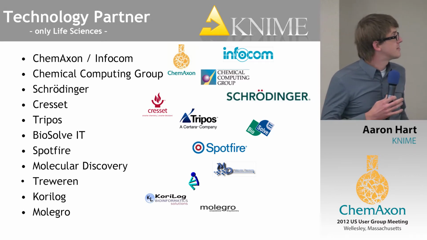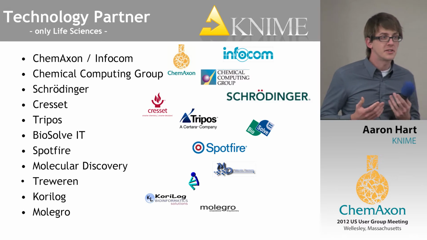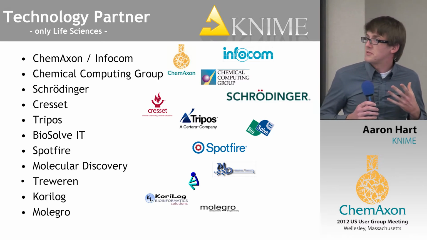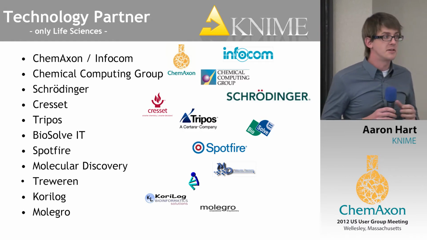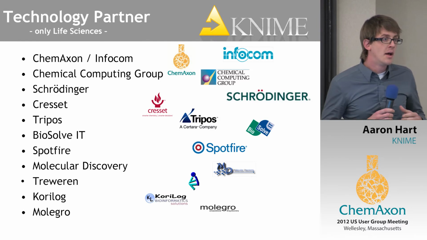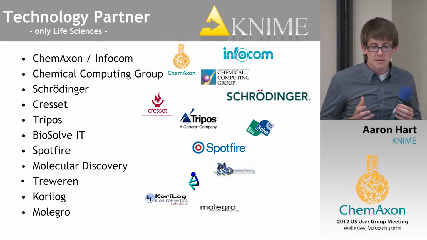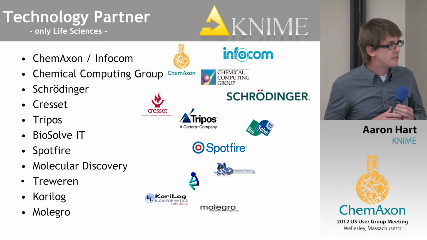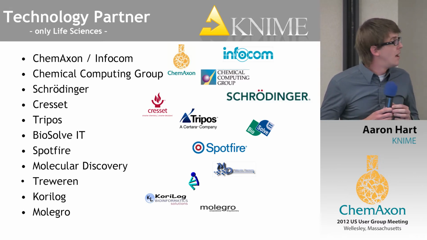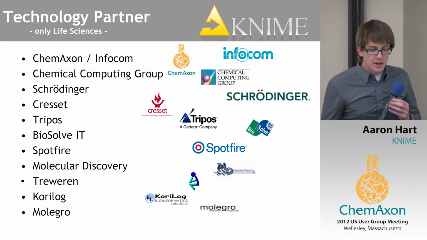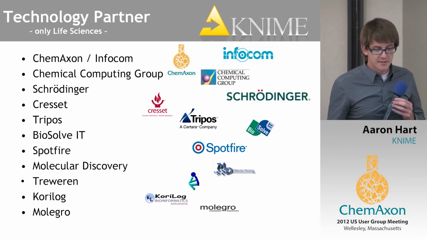Where you go from there is towards our technology partners, which is actually why we're here today. So we have technology partners that also supply sort of domain-specific nodes. And in particular, we've co-partnered with ChemAxon and Infocom to provide some JChem nodes that work inside KNIME, right? So the idea here is that you can use your sketchers and Markush searches and all this stuff integrated in with your entire data analysis platform.